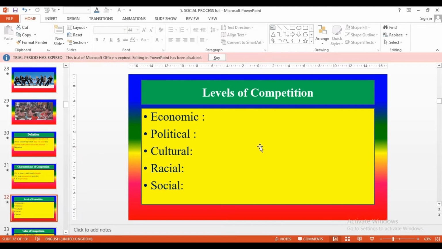Then levels of competition. First level, economic competition. In economics, competition is a big subject, and different types of competition are explained. The reason is that products are produced by different companies, for example, a particular computer produced by a particular company and another company, competing to produce good products to reach the consumers. For example, monopoly competition, oligopoly competition, these are different types of competition available at the economic level.